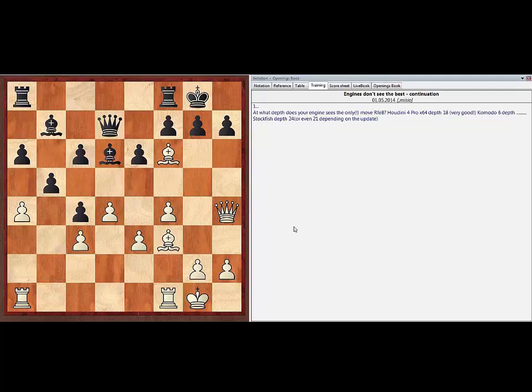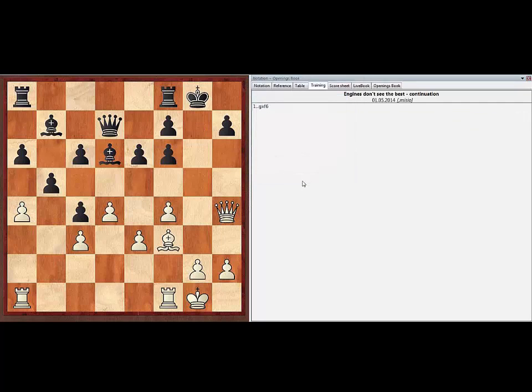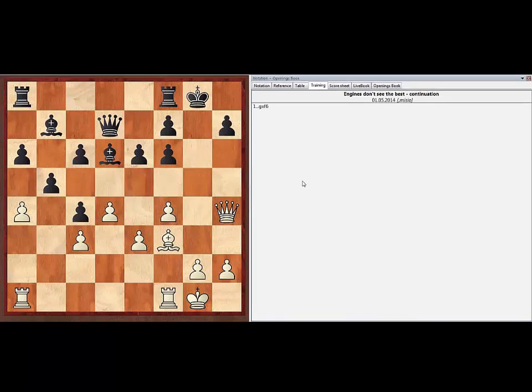So this is the position. It is black to move. White has some attack. The bishop is hanging. So the first thing you need to calculate is, what happens if I take the bishop? We are not using engines at the moment. G takes f6. I'm just going to show you some lines and then turn on the engine so that we can understand the position better before we listen to the computer.